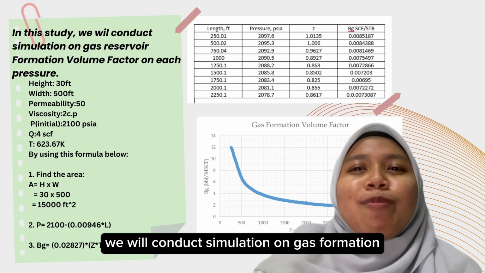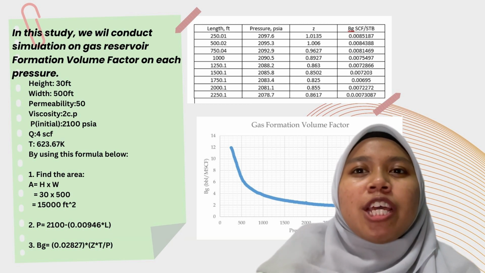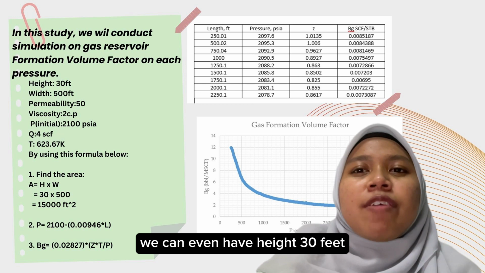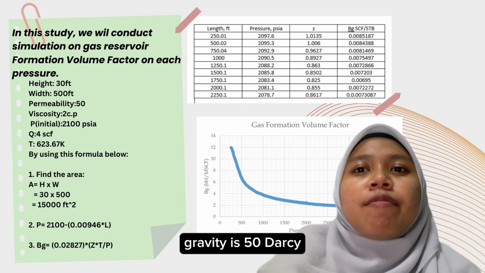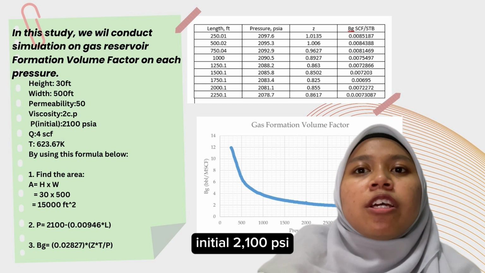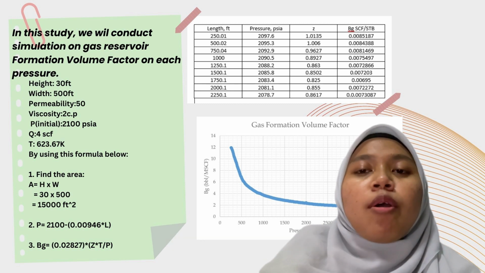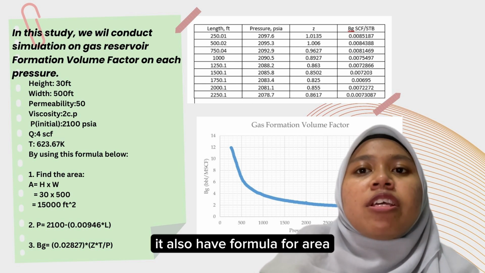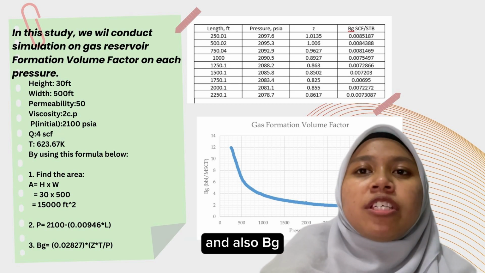In this study, we will conduct a simulation of the gas formation volume factor at each pressure. As you can see, we have height 30 feet, width 50 feet, permeability 50 Darcy, viscosity 2 cp, initial pressure 2100 psi, Q is 4, T is 623.67 Kelvin, and we also have formulas for the area, to find the pressure, and also Bg.